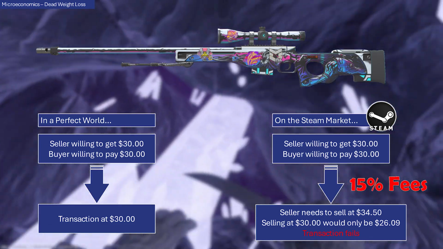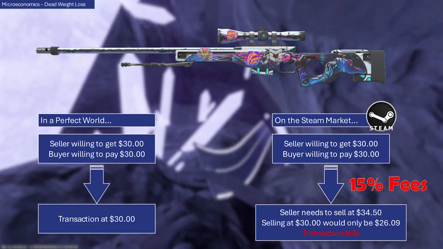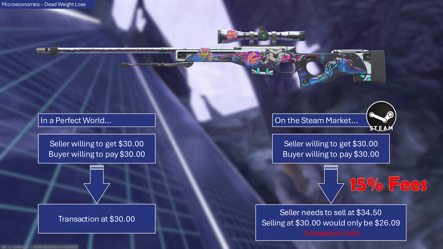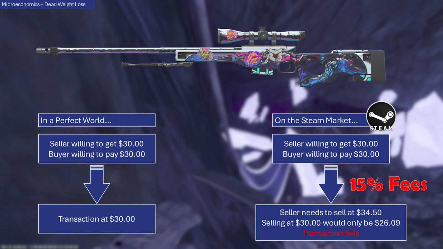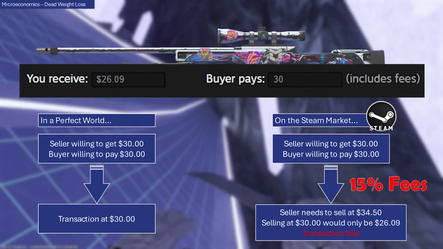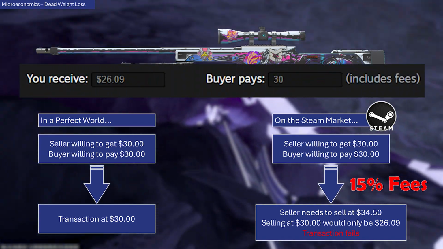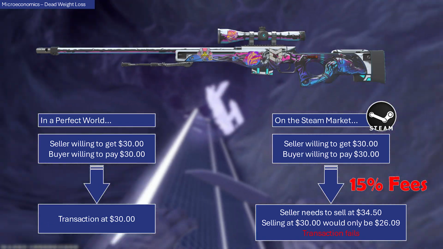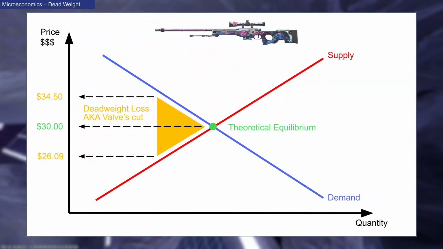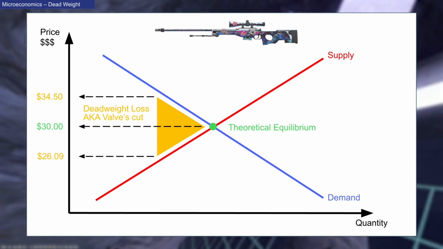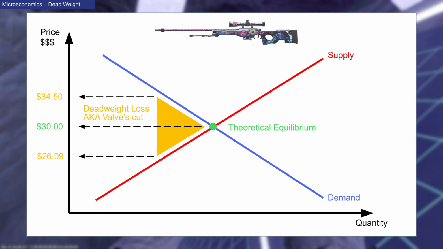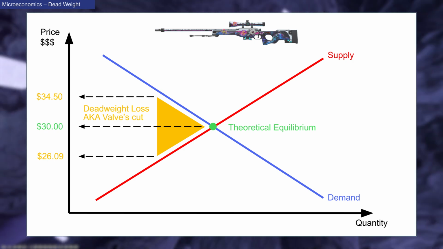This is because there are transaction costs. For the seller to be able to get his $30, he will need to sell it for $34.5 on the Steam market, as Steam charges a 15% transaction fee. If he sold for $30, he would only get $26.09 in return. Using the graph, this section is the deadweight loss because people who are willing to pay $30 will still not be able to buy the skin given the transaction costs.